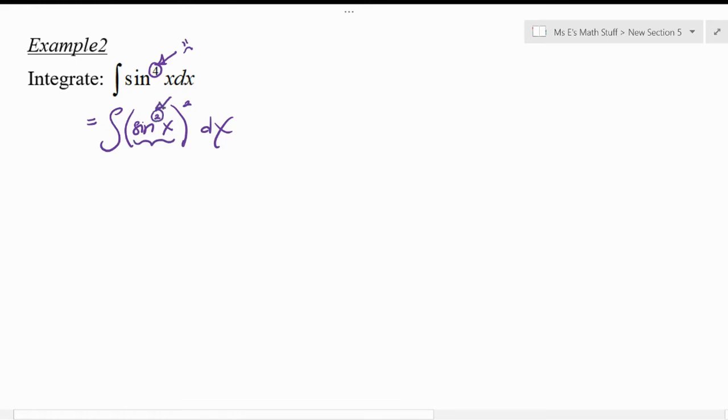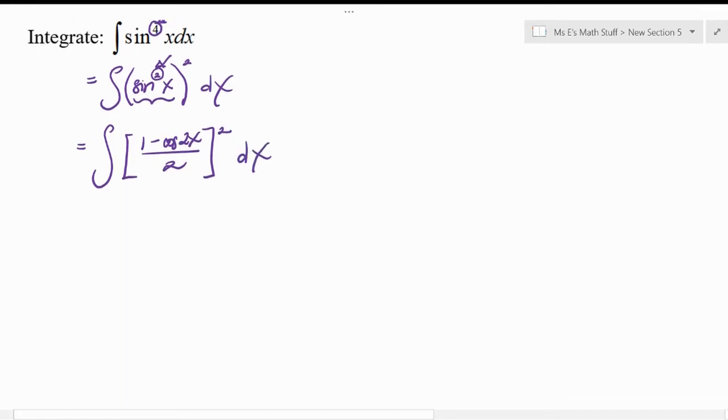And so wouldn't it be nice if we had a way to reduce the power on something like that, and not have sine squared anymore? And so enter the power reducing formula for sine. Sine squared x can be replaced with 1 minus cosine of 2x all over 2. And then we do have that result squared, like so.